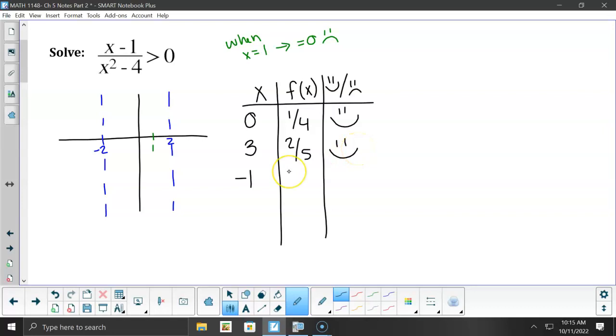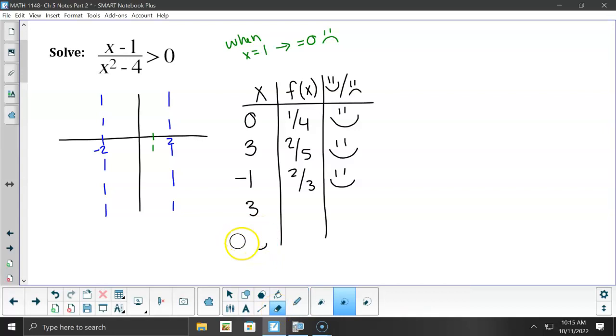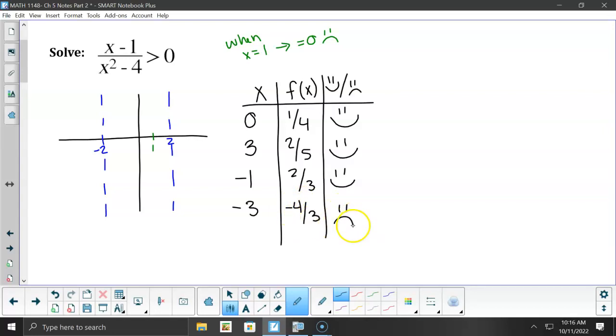What about -1? What do I get when I plug that in? Got -2 on top and then -3 on the bottom, so that's 2/3. Also okay. What happens if I plug in a +3? Oh yeah, we already did that one. Okay. What about -3? It's a negative. -4/3. So that's a frowny face.